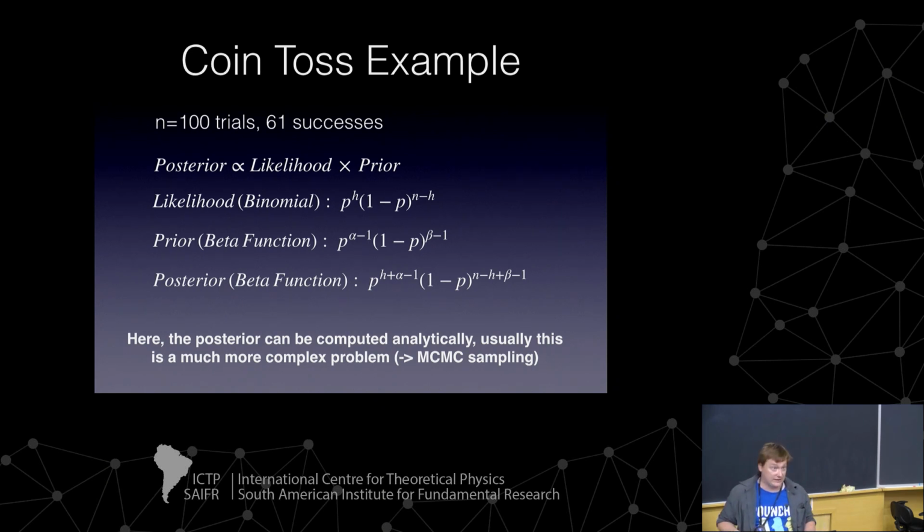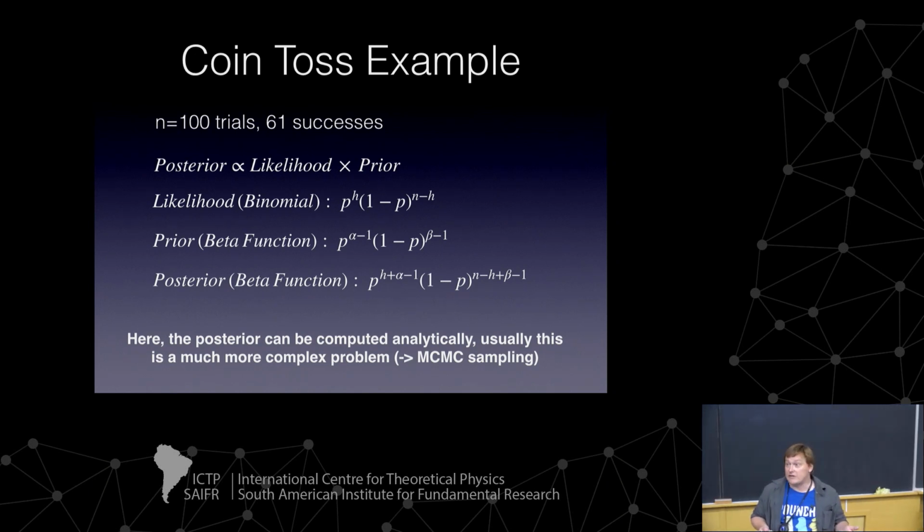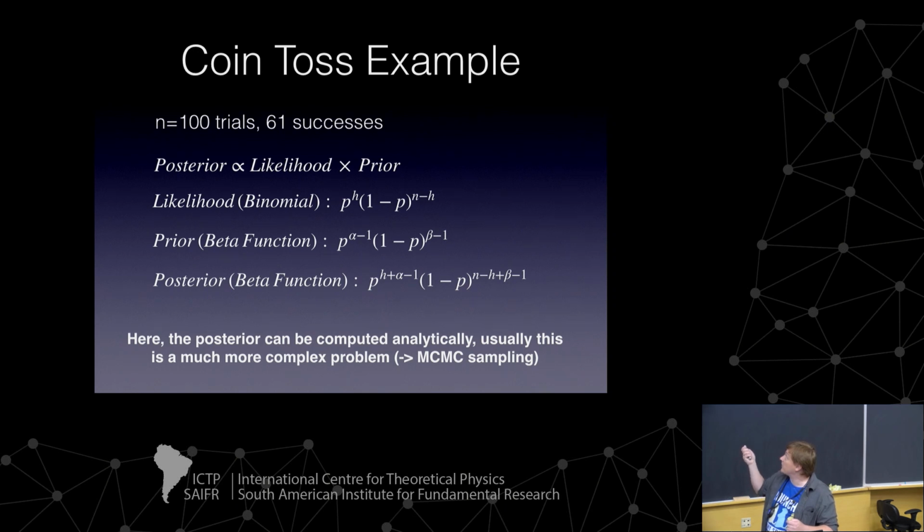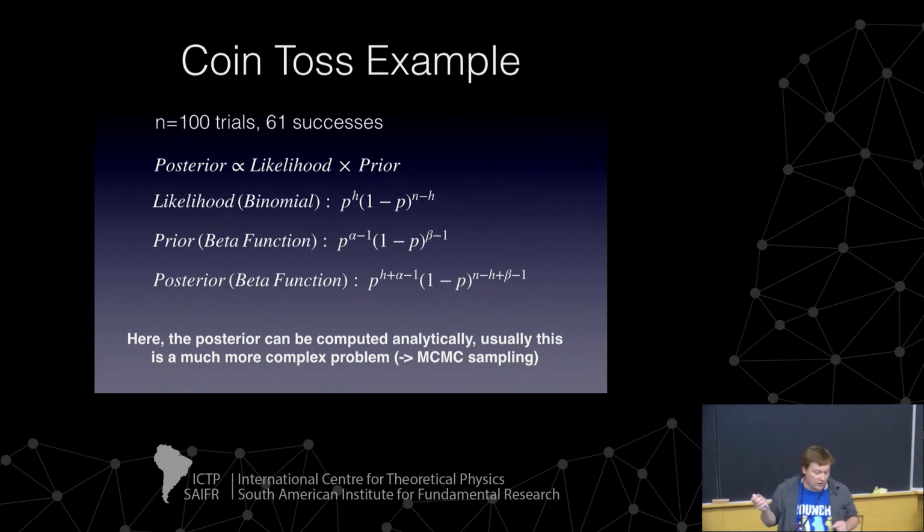So this is a coin toss example. You have a coin, you toss it 100 times, 61 successes. That is the outcome of this. We know that the posterior is proportional to the likelihood times the prior, and the likelihood of this is parameterized through this. So this is the number of tosses. That's n, and that is actually h. Sorry, I should have written that this is h.